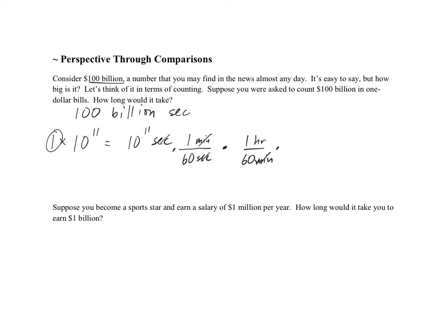Let's see. Let's multiply that by, what is that? 24 hours in 1 day. So I need hours to be on the bottom, so they'll cancel. That would be 1 day. Well, I don't think days is going to do it either. Let's go. I want 365 days per 1 year. And if you go through and figure all this out, it's going to be approximately 3171 years. Yeah, that's right.